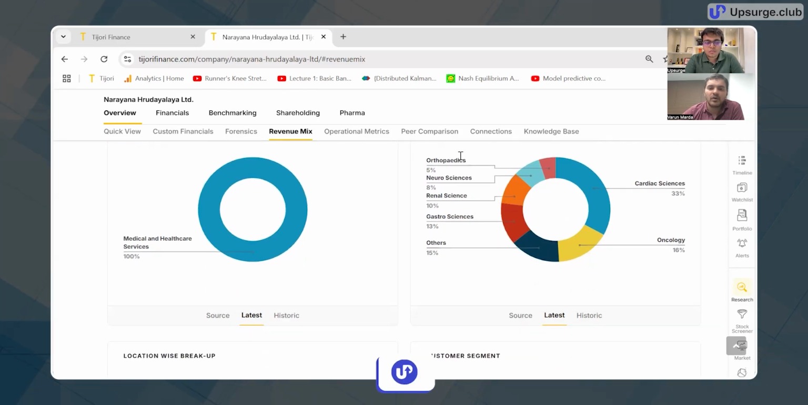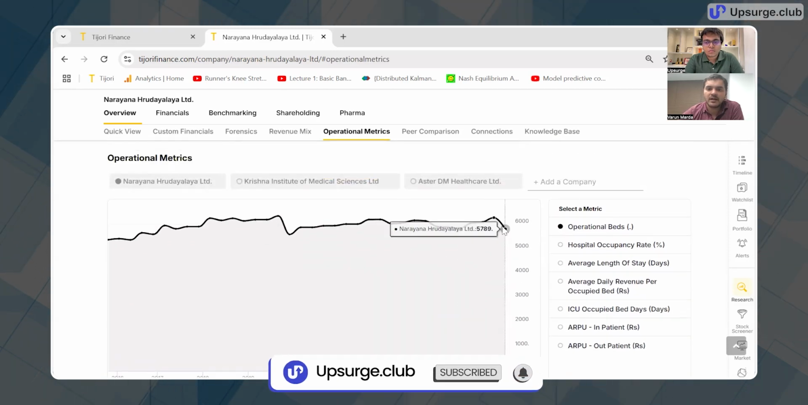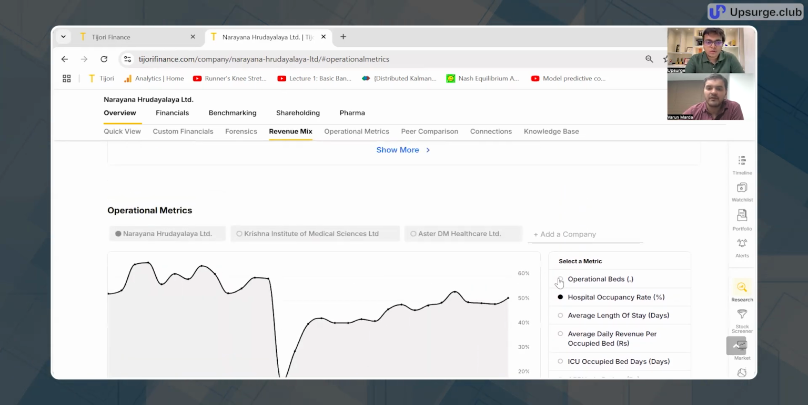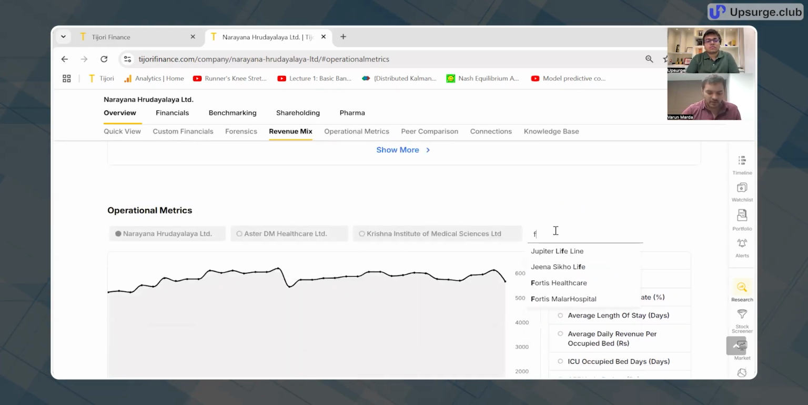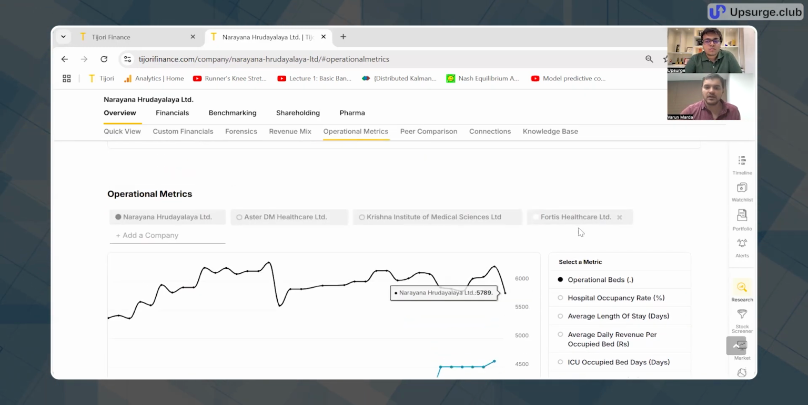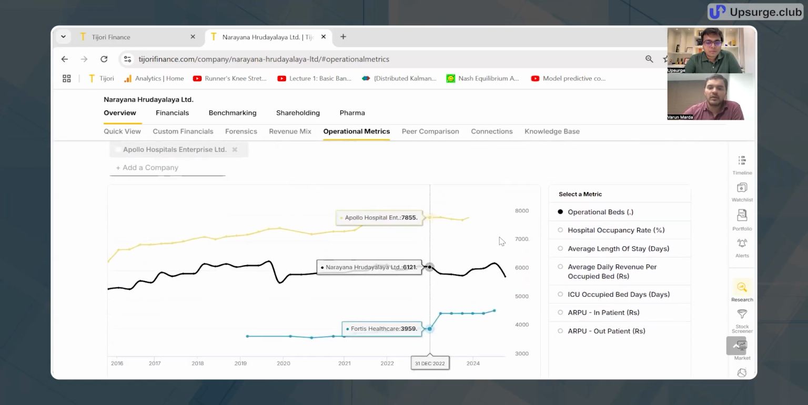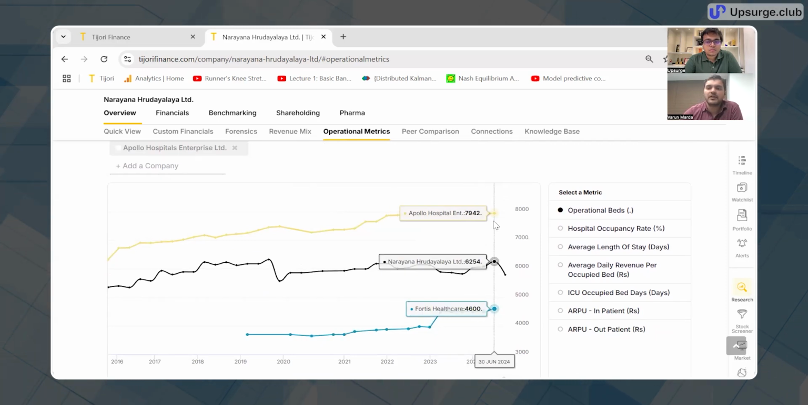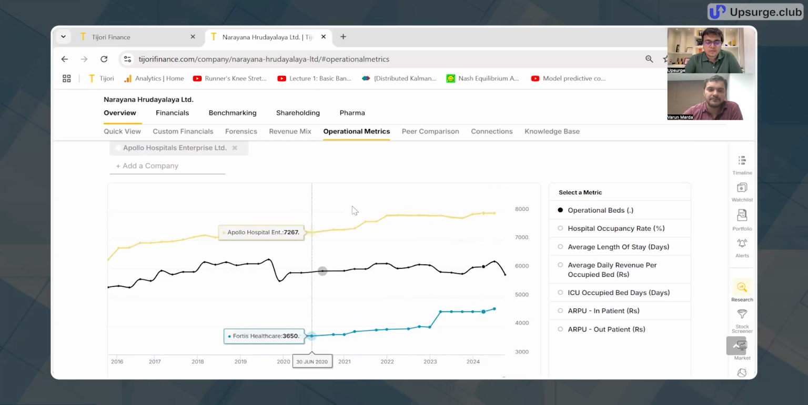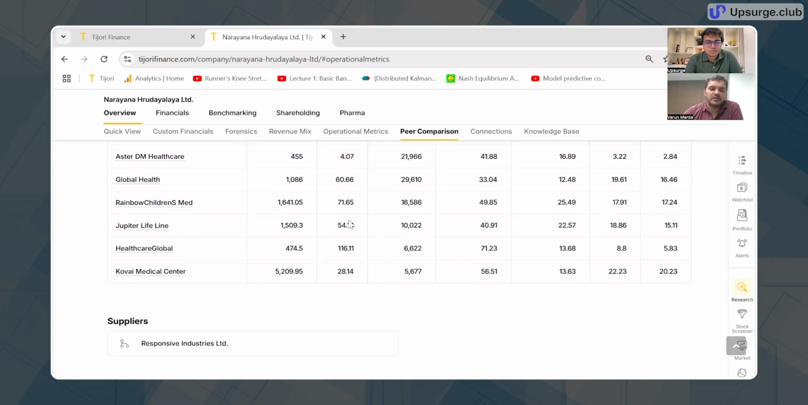Okay. And if I go to the operational metrics of Narayana, then what I get is how many beds it has, what is the occupancy rate of the hospital. If I want to compare beds of Narayana to, say, Fortis, or maybe Apollo, you can just do it all in one page. So the metrics for Narayana are completely different compared to Zomato or anything like that. Makes sense. And of course, we have the standard peers and stuff.